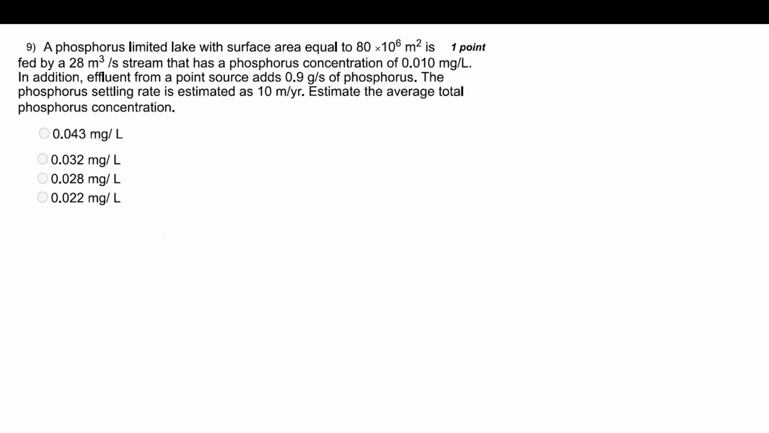Next question is, a phosphorus limited lake with surface area equal to 80 into 10 to the power 6 meter square is fed by 28 meter cube per second stream that has phosphorus concentration of 0.01 milligram per liter. Now in addition, effluent from a point source adds 0.9 gram per second of phosphorus to it, and the phosphorus settling rate is estimated as 10 meter per year. Now estimate the average total phosphorus concentration. Are you able to understand the question?